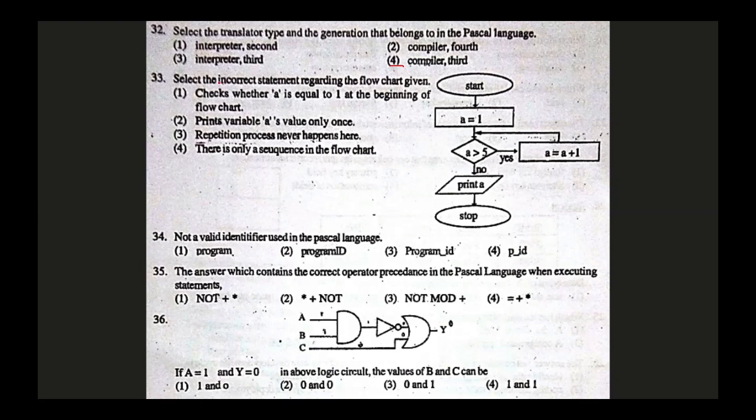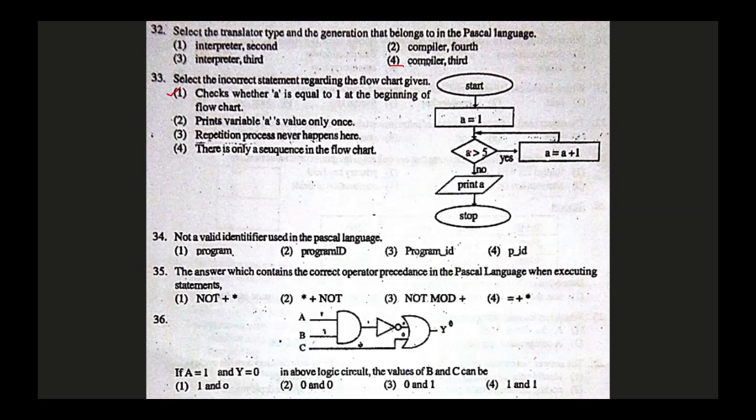Question number 33, select the incorrect statement regarding the flow chart given. Yes, let's see what is the incorrect one. Checks whether A is equal to 1 at the beginning of the flow chart. Yes, that is true, no? Because at the start it checks A equal to 1. Here it is mentioned, that is correct. Then this one is correct. Print variable A's value only once.